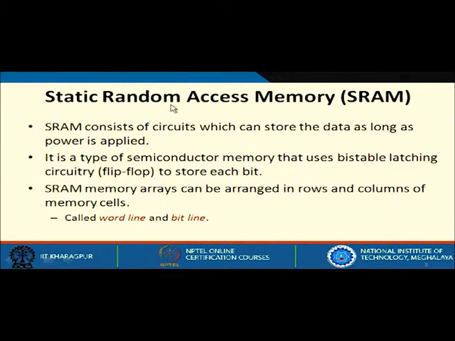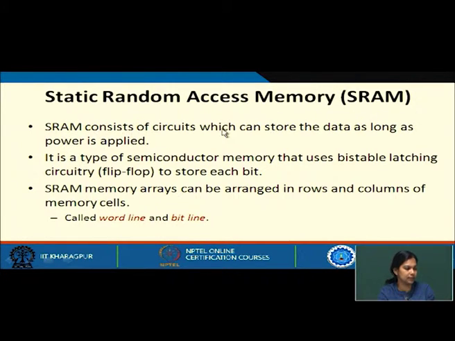Coming to static random access memory, SRAM. SRAM consists of circuits which can store the data as long as power is applied, as I have already told. This type of semiconductor memory uses a bistable latching circuitry, that is a flip-flop, to store each individual bit of data.